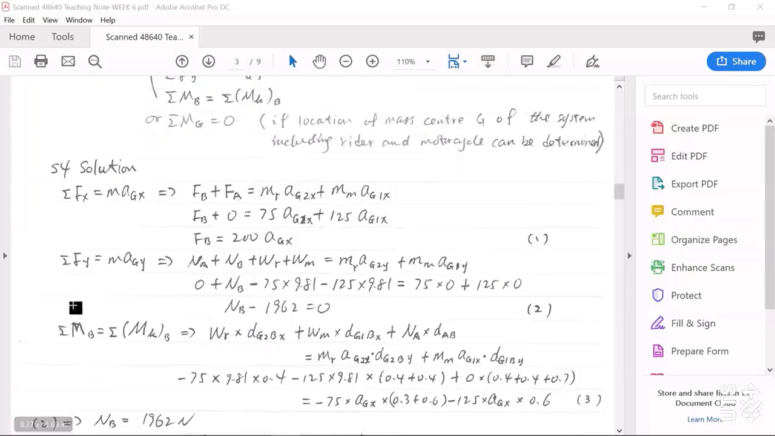Now for the rotational component, the calculation will be about point B. So that's the calculation. For the resultant moments generated by all external forces, we have to consider Wr, Wm, and Na.